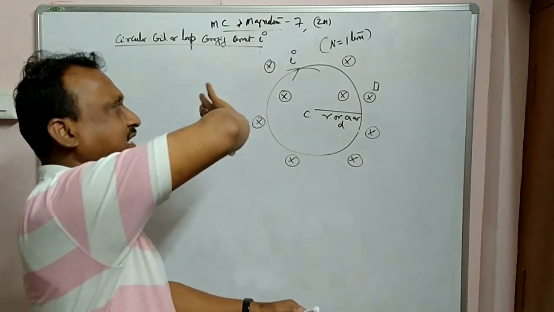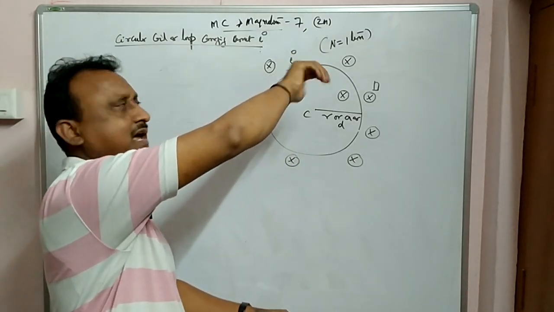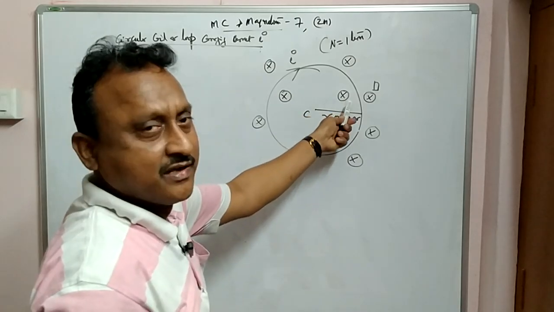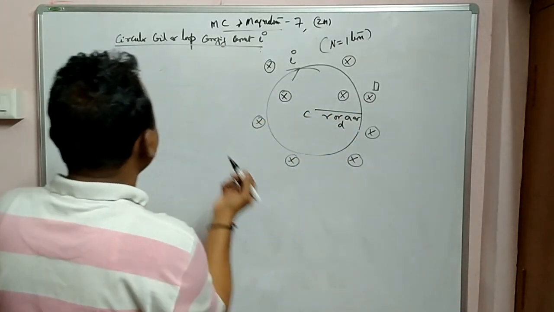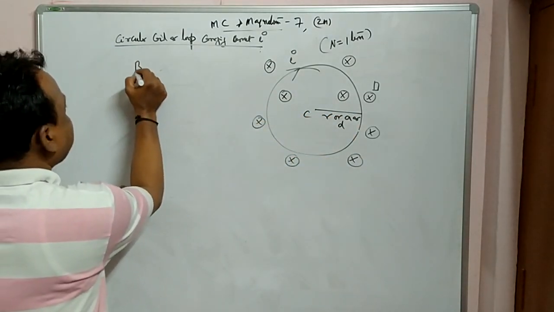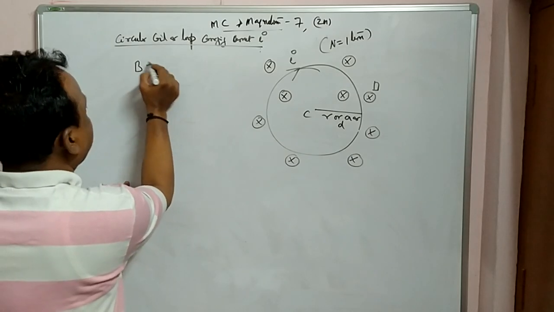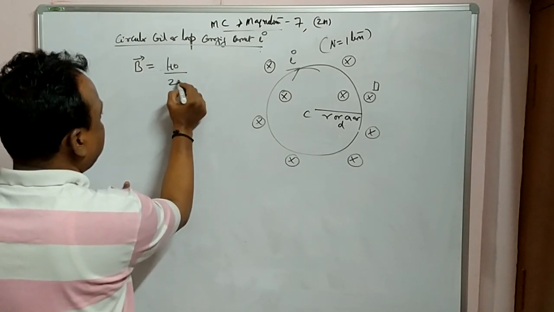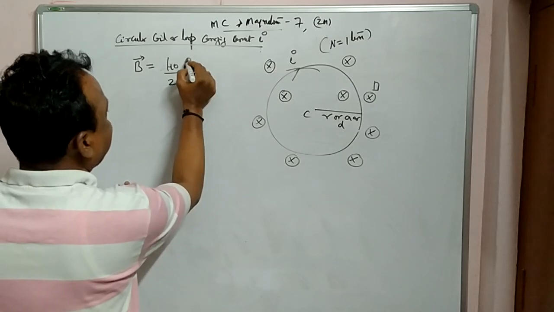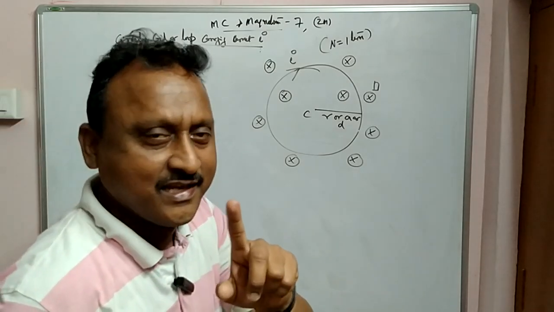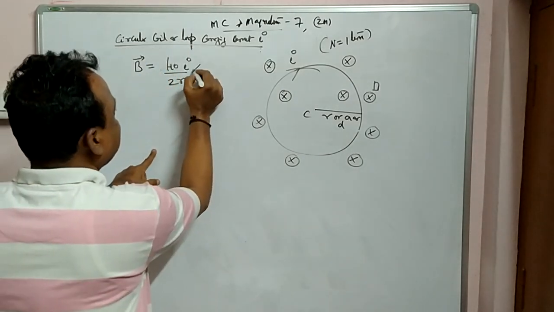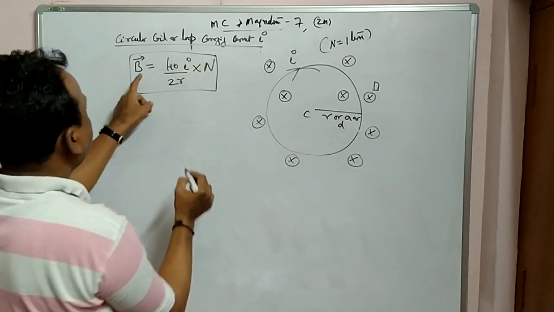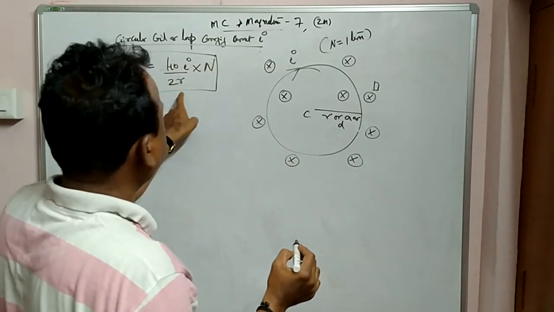Curl the finger along the direction of the current. You can see the thumb is going inside. This is the magnetic field. So in such a case, what is the magnetic field at the center? The magnetic field for a circular coil carrying current is given simply by mu naught by 2R into I, if one turn is there. If you have n turns, multiply with n. This is the general formula: mu naught N I by 2R.